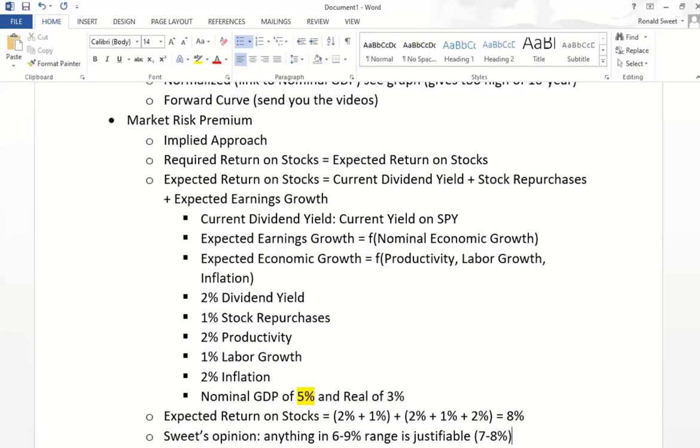That's much lower than what we've had historically. Historically, that's been 10 to 11%. But a couple of things are going on. Our economy is growing much more slowly now. Dividend yields are much lower, and even with the stock repurchases, that 3% dividend yield plus stock repurchases is much lower than what we've gotten in the past. Dividend yields have been more in the 4 to 5% range.